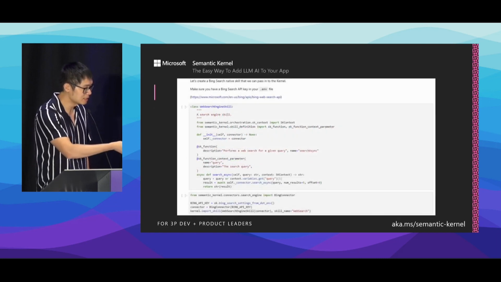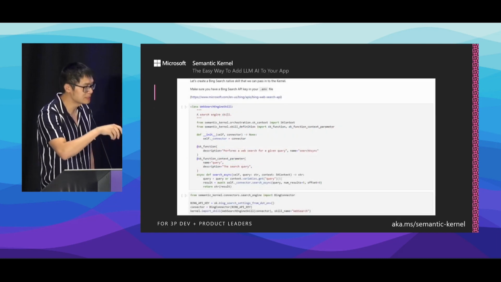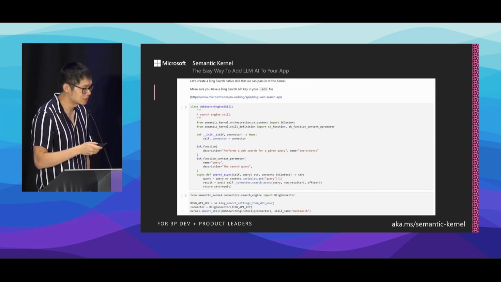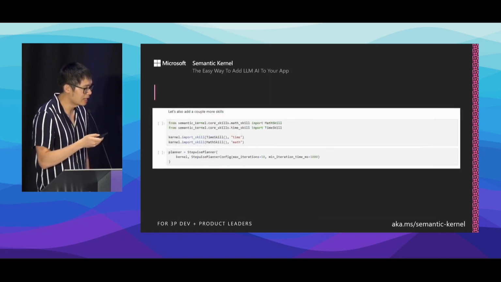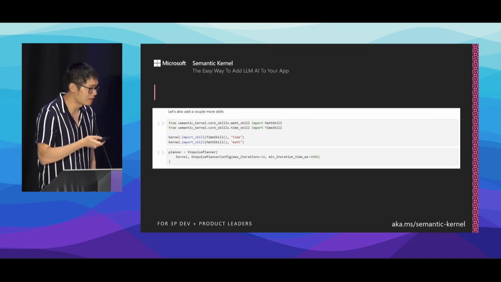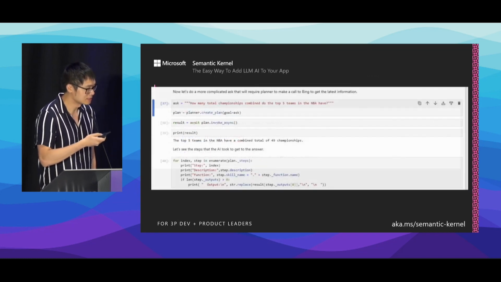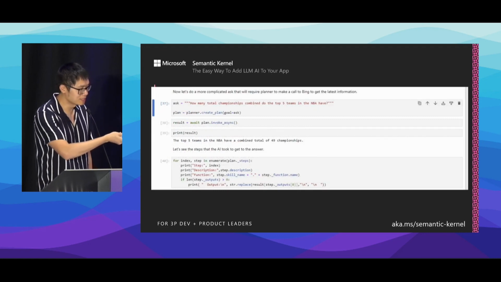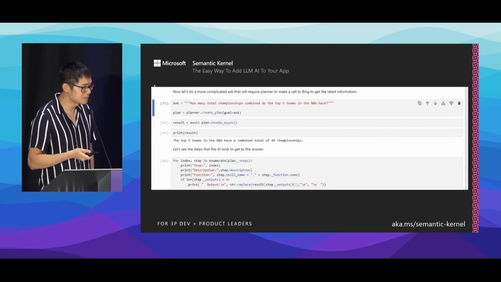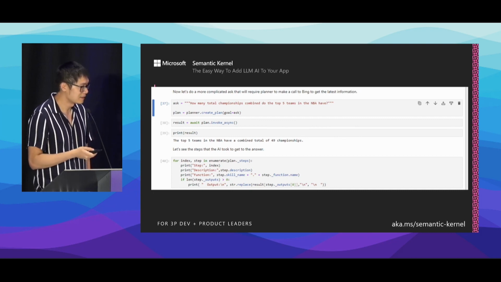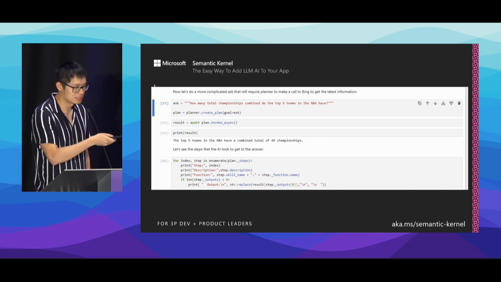So in this case, I won't go line by line, but basically I added a quick web search skill that allows it to search, in this case, Bing. And I added a few more skills like time and math. Now the planner takes this ask, which I wrote down here as how many total championships combined the top 5 teams in the NBA have. And it's going to run.